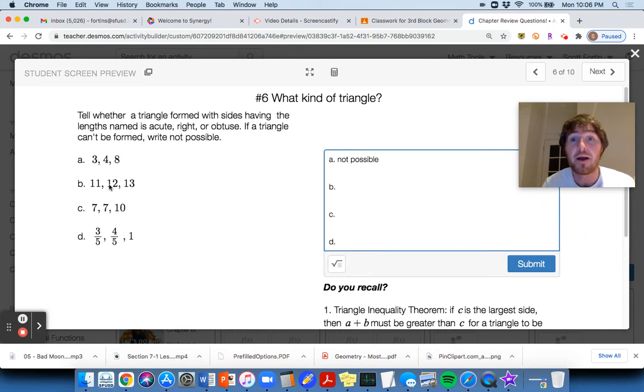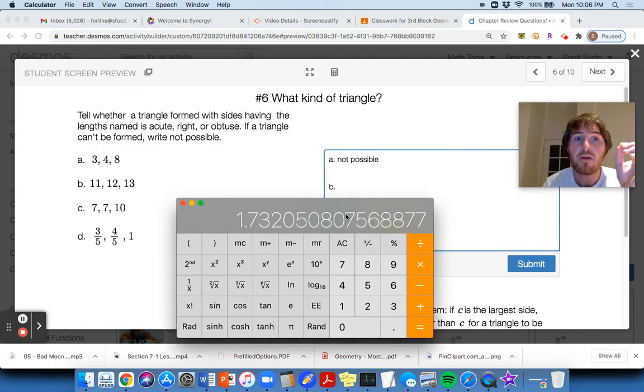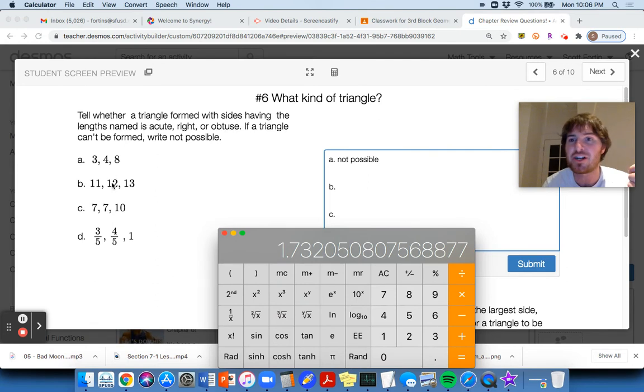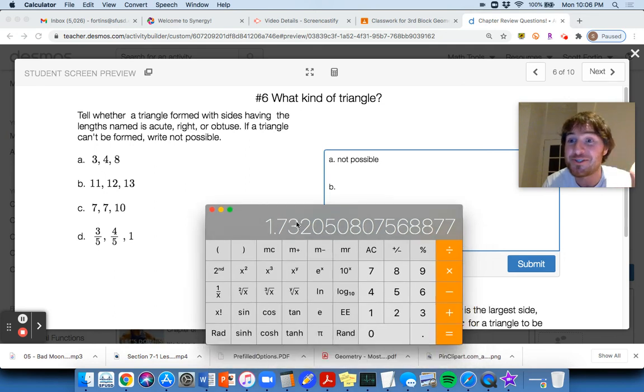B is definitely going to be possible, right? 11 plus 12 is 23, and that's way larger than 13. We're good to go. But what is it? Okay, what is it here? Well, we've got to check this one out. First of all, you can get these answers pretty quick because these numbers are pretty close to one another. So if they're pretty close to one another, they're pretty close to being equilateral. An equilateral triangle is like a bunch of 60-degree angles. It's very acute, right? Definitely all under 90.